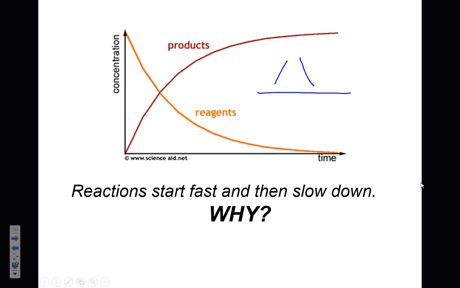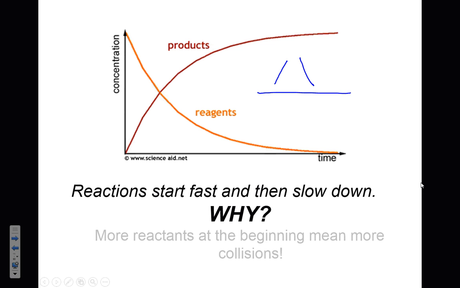Well, why would that happen? It's actually tied to collision theory, and it's something that I think conceptually you can understand here. At the very beginning, we have all kinds of reactants because they haven't reacted yet, and very little products.